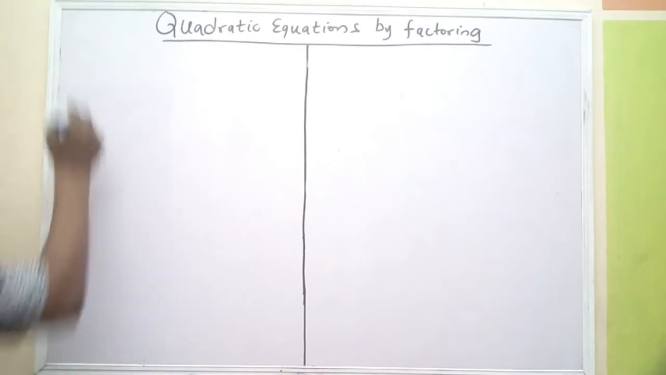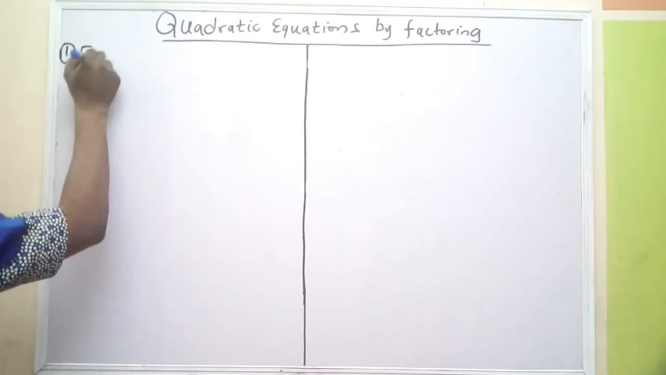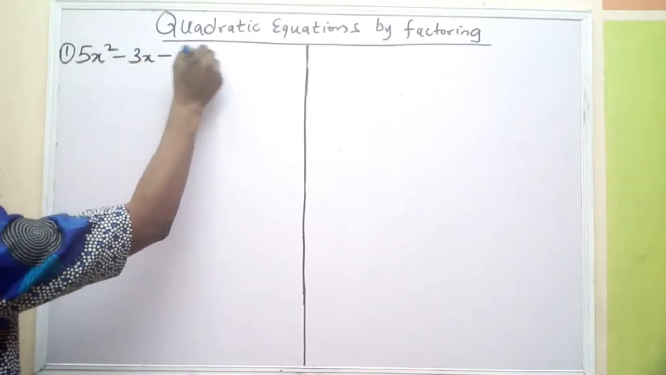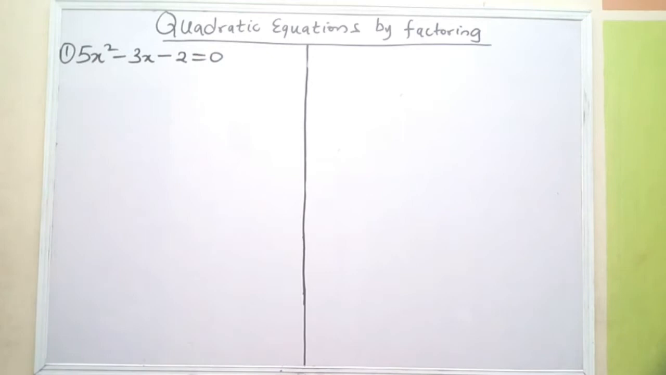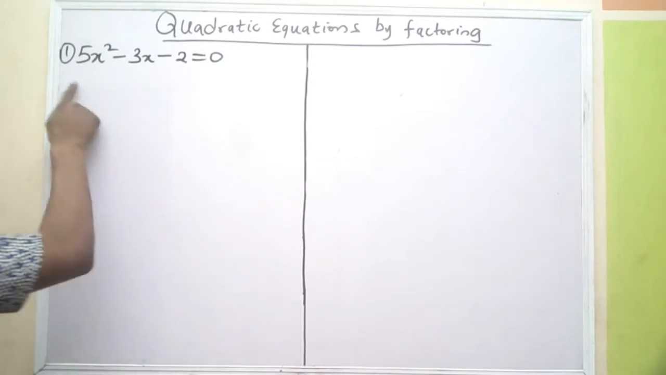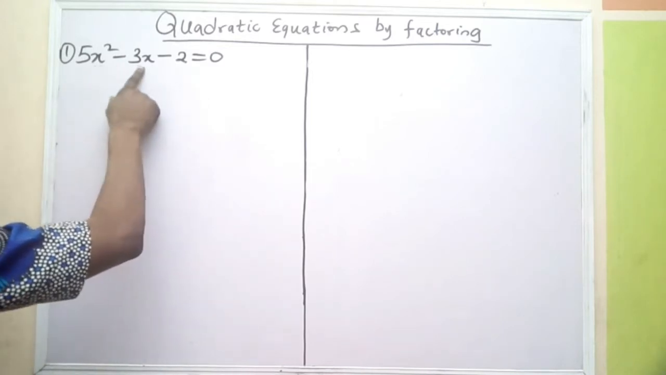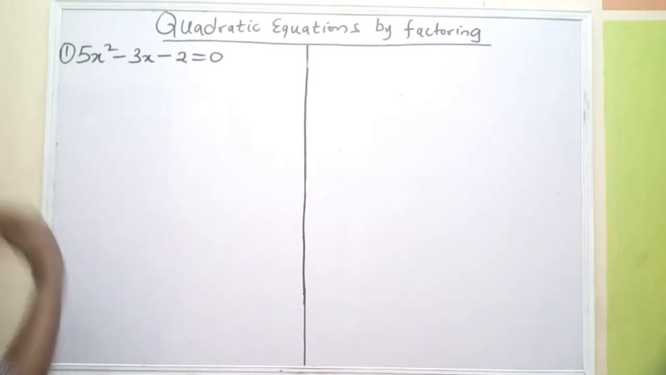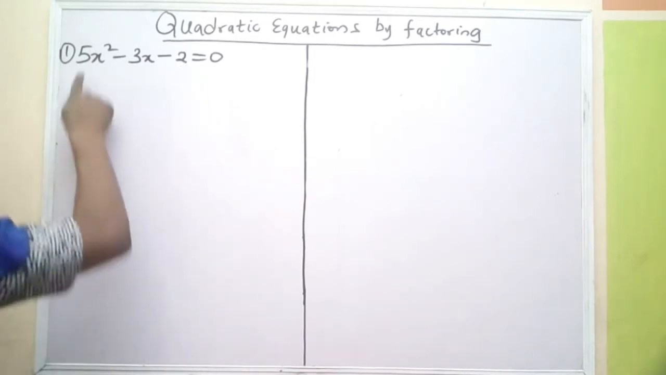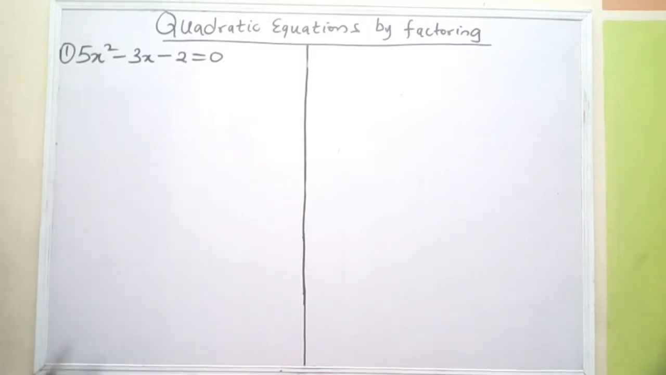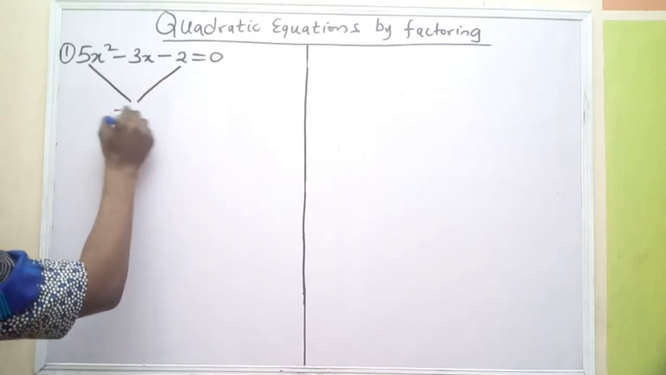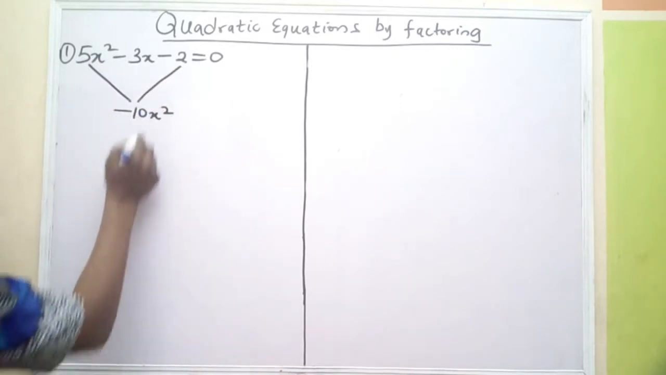Now let's take some problems. For instance, if we have 5x squared minus 3x minus 2 equals 0, we want to factorize this quadratic equation. In this equation we have 3 terms: the first term, the middle term, and the last term. The first step is to multiply the first term by the last term. 5x squared times minus 2 will give me minus 10x squared.